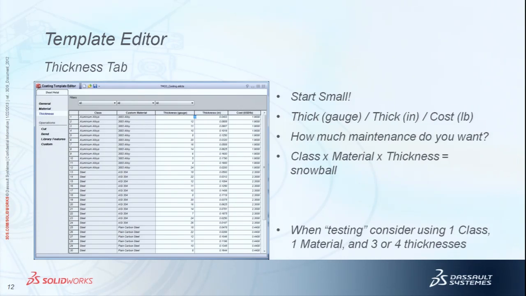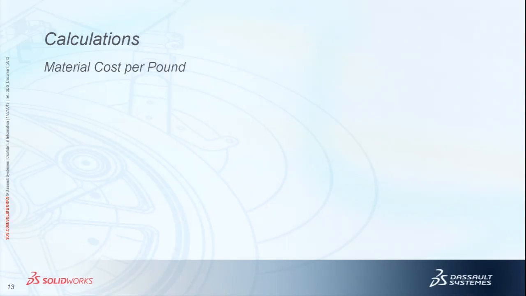So I talked about snowballing. Biggest bit of advice I can give you is if you want to test it, if you're not sure if you want to use it or not, pick a material, pick a class, just pick a few thicknesses, work on a few parts, see how accurate you can get them, and go from there. Okay, the other thing that I'm doing is I'm just showing you how I got to some of these, and this material is straightforward. It's, how much is it per pound?